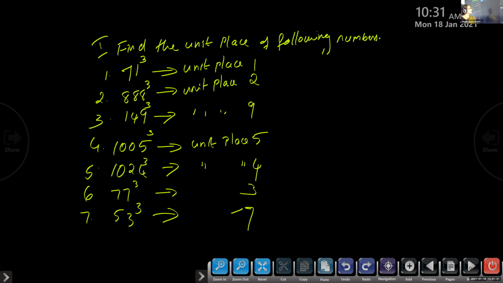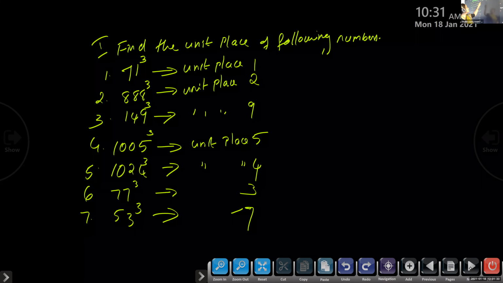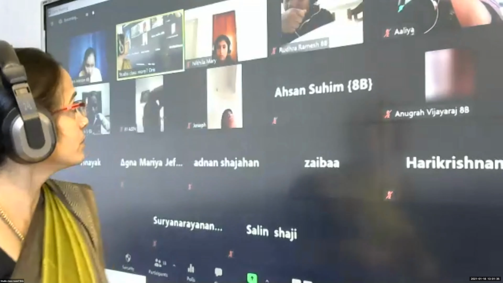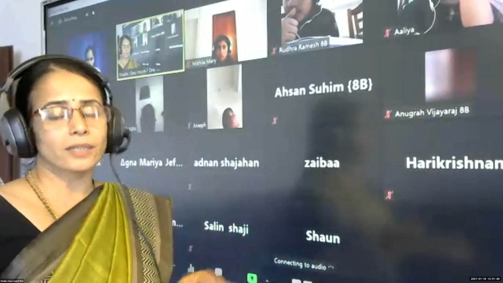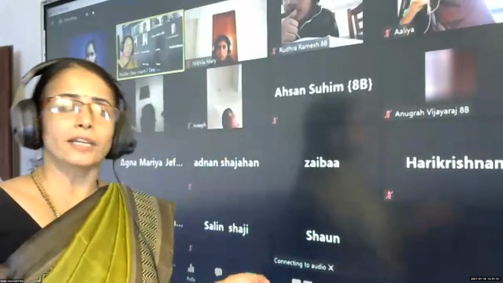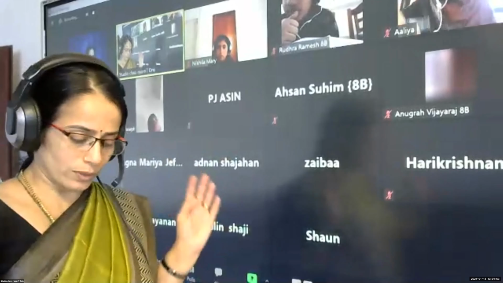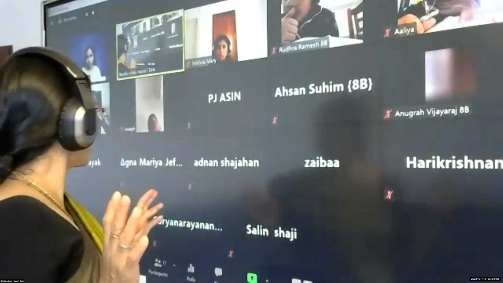And second property, Agna. If the digit in the ones place of a number is 2, then the digit in the ones place of its cube is 8. Vice versa. If a number ends with 2, its cube ends with 8. If a number ends with 8, its cube ends with 2. Clear? Okay, Vinayak, next property.